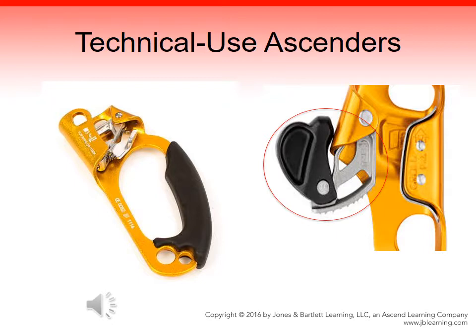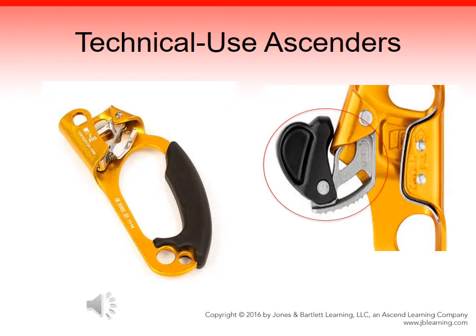Many technical use ascenders have a handle equipped with a safety catch, which releases the cam so that the ascender can be placed on a rope with only one hand. Many technical use ascenders are used in pairs, usually with right and left-handed models. Most technical use ascenders cannot be used on ropes larger than ½ inch or 12.7 millimeters.